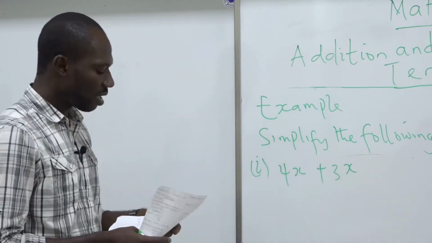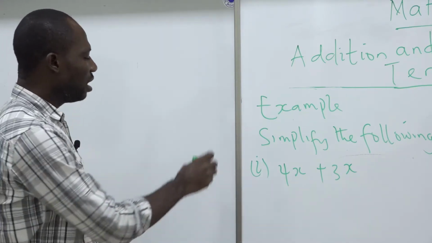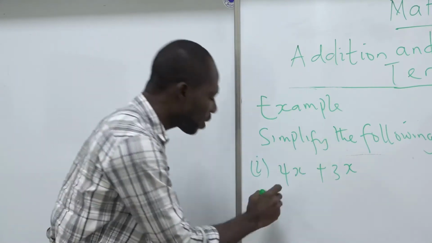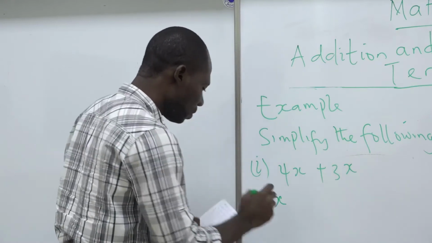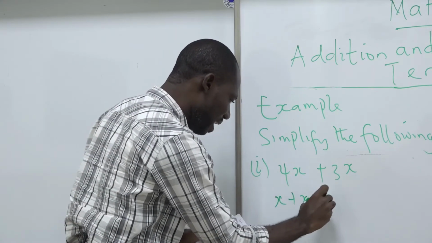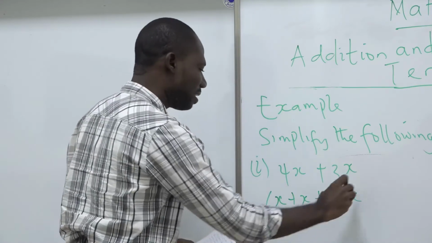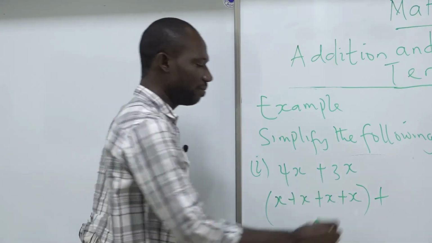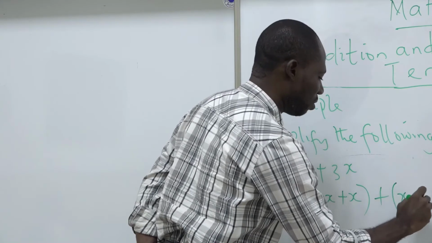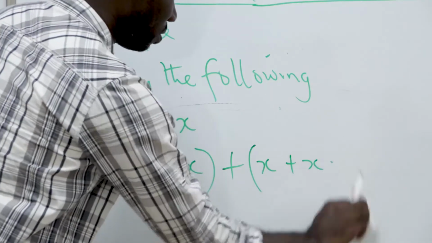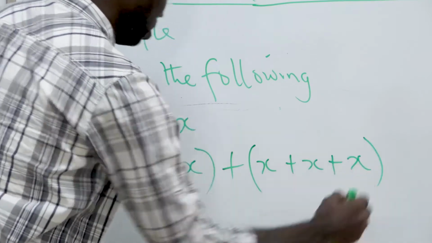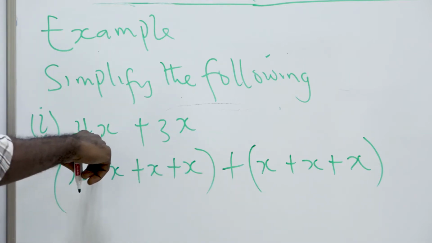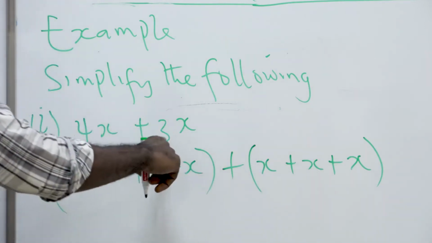So we want to simplify this quickly and see how it goes. And in doing this, we have 4x here. What this means is that we can have our x plus x plus x plus x. That is the 4x we have there. And then we put this addition sign here. And then here we have our x plus x plus x. Here we have 1, 2, 3, 4, representing 4x. And then we have 1, 2, 3, representing 3x.